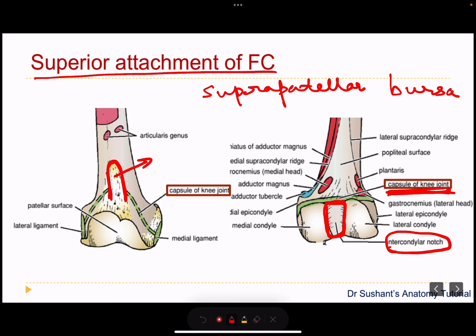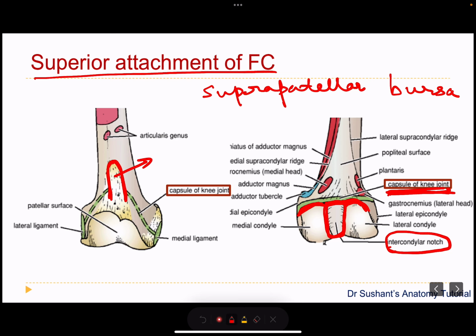So posteriorly, in the middle, it is attached to the upper border of the intercondylar fossa or notch, and it is close to the articular margins of the medial and the lateral femoral condyles. This is the lateral condyle, this is the medial condyle. So this attachment is close to the articular surface of the medial and the lateral condyles of the femur.